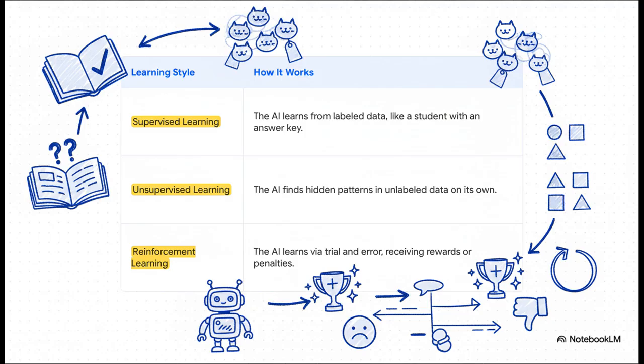And finally, you've got reinforcement learning, which is basically a game of you're getting warmer. The AI tries something and we give it a reward for a good job or a little penalty to say try again until it figures out the right answer.